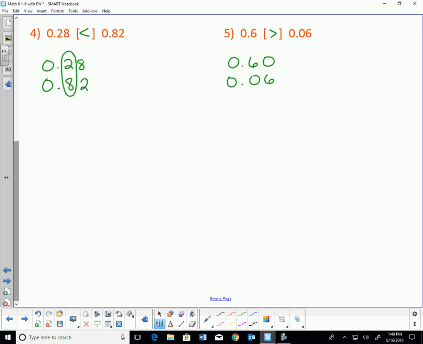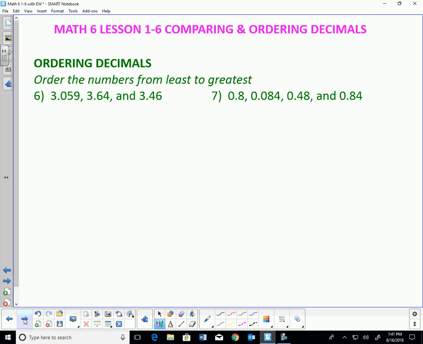The last thing you have to do is you have to be able to order numbers. Ordering numbers from least to greatest, smallest to largest, or largest to smallest. You have to pay attention to what they're asking you to do. So always make sure you know if they want it big to small or small to big. Here they want small to big. So I'm just going to list my numbers vertically so that I can compare their place values.